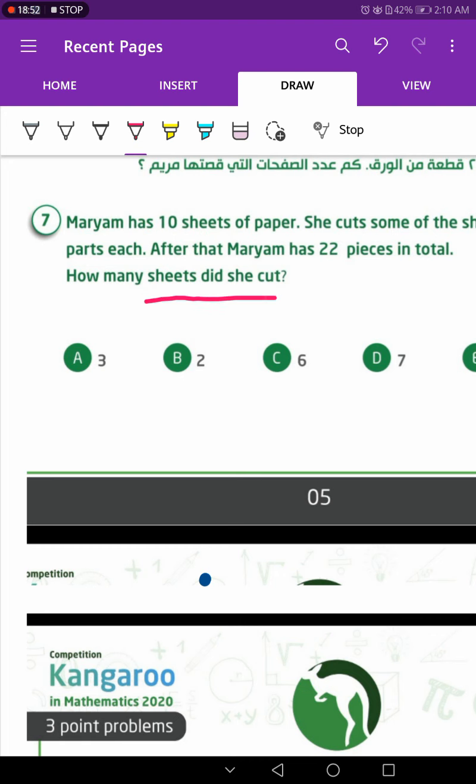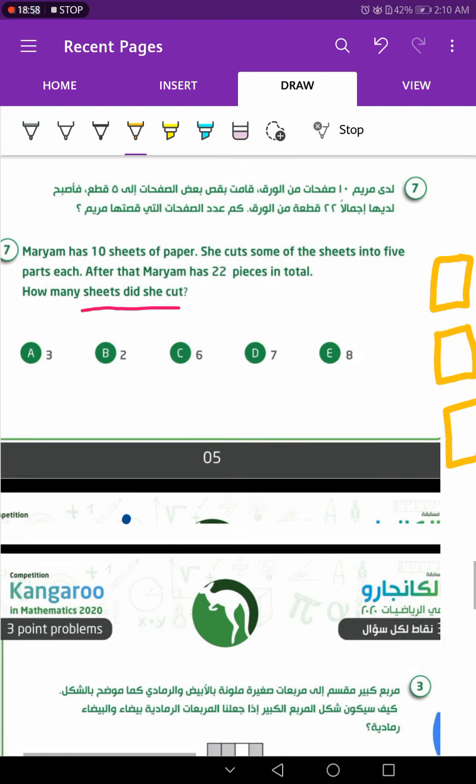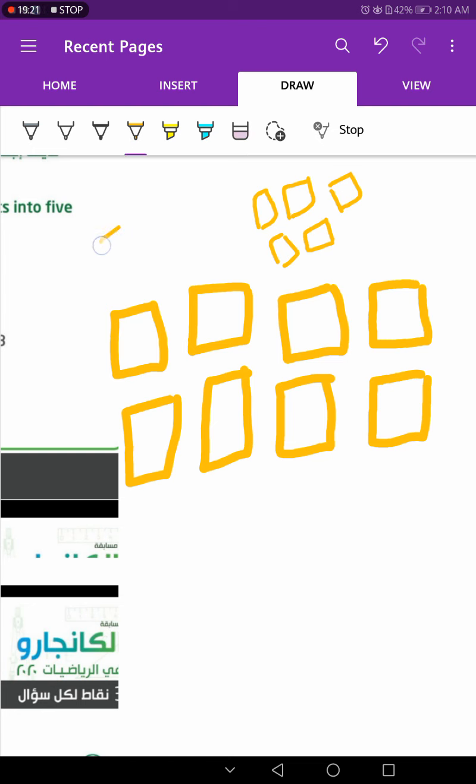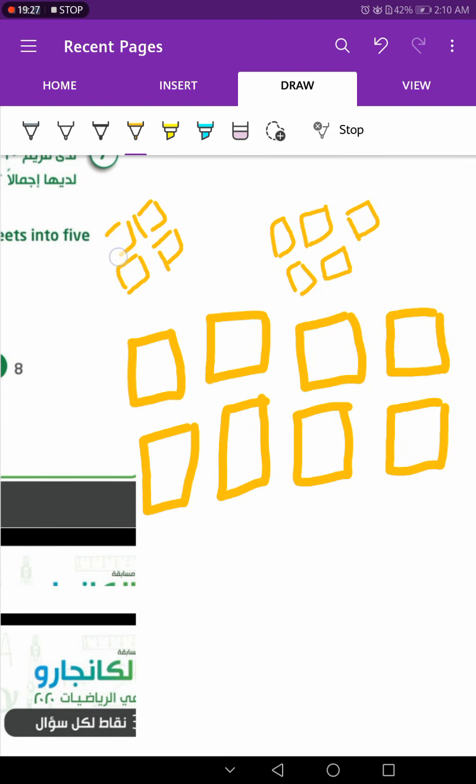How many sheets did she cut? Let me take randomly. For example, let me eliminate one by one. Suppose she cut 2 papers. Go here and take 2 papers and cut them into 5 parts. And here, this is the second paper. Now count the number of pieces.